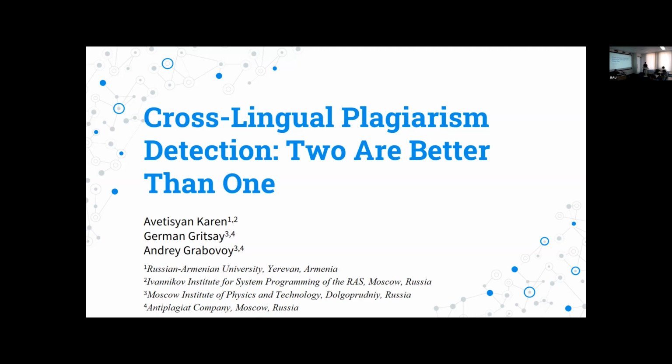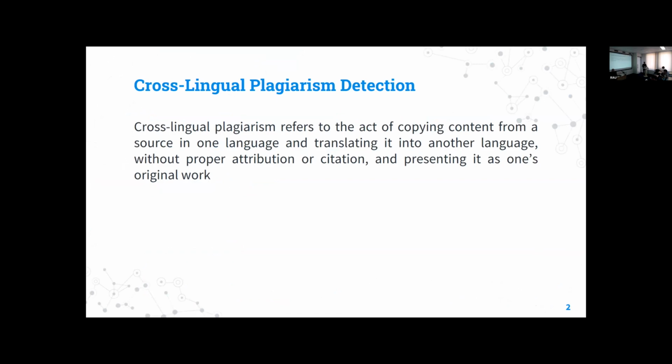Two are better than one. Let's now briefly understand what cross-lingual plagiarism detection is. Cross-lingual plagiarism detection refers to the act of copying some text from a source, translating it, and then presenting it as one's original work without proper citation or attribution.